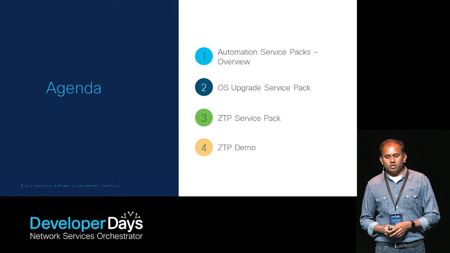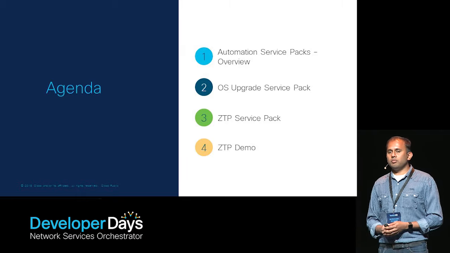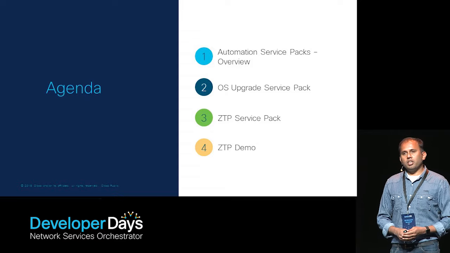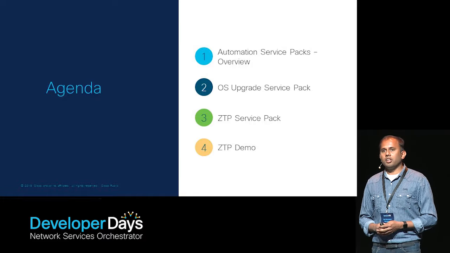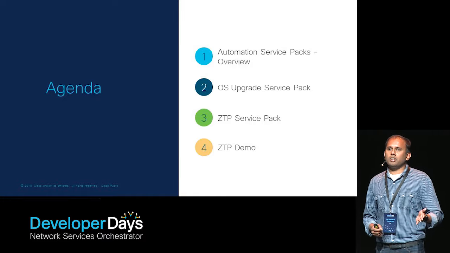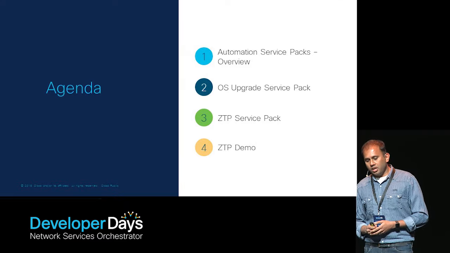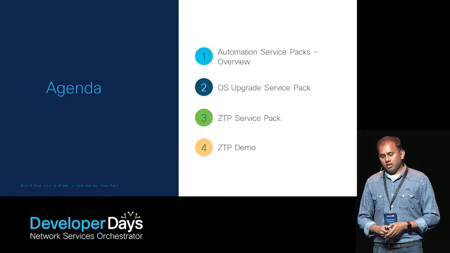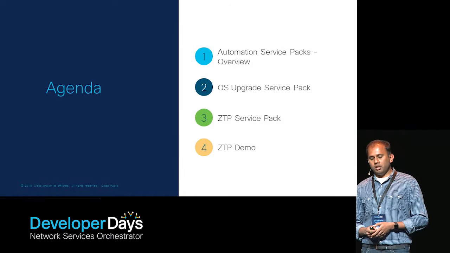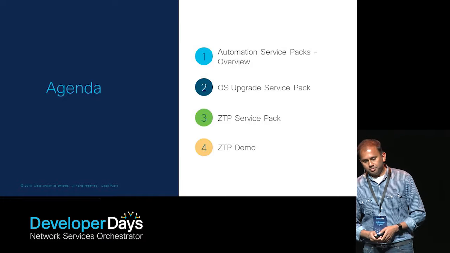So this is going to be our agenda today. We'll first see what are the challenges when it comes to automation adoption. Then we transition to how CX built automation service packs can help ease the adoption and help you make a seamless transition. We'll talk about a couple of automation service packs, the OSM build service pack as well as ZTP, followed by a ZTP demo that will be given by Imran.